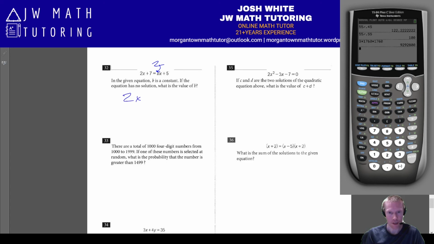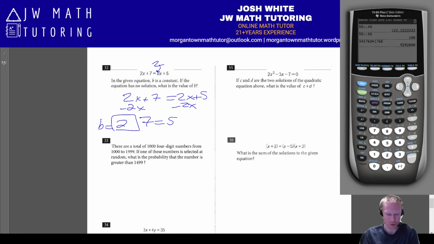Because then you would have 2x plus 7 equals 2x plus 5, and if you subtract 2x on both sides, what happens is you get 7 equals 5. That is a false statement. That is not true. There is no value of x that you can plug in that makes this true. So therefore, the value of b has to equal 2, and you just grid in 2, nothing else.